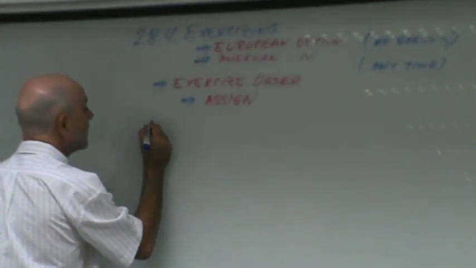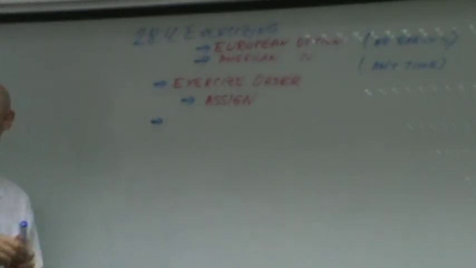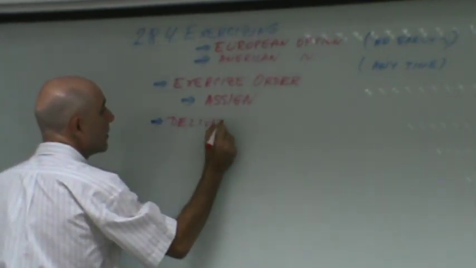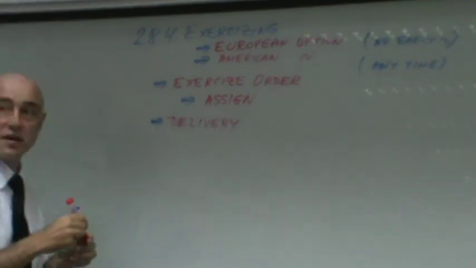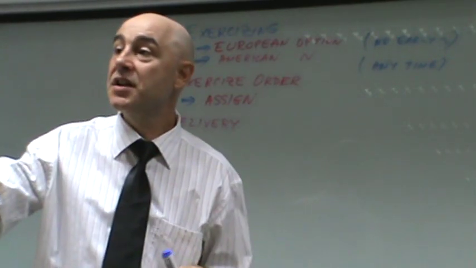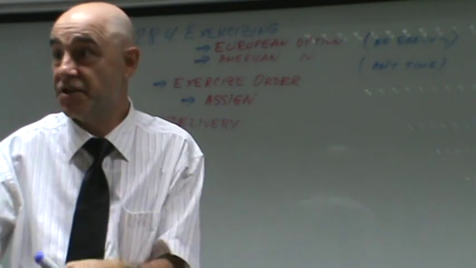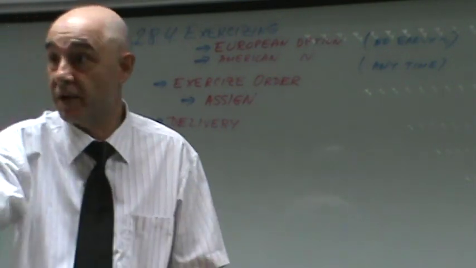Sometimes you may have delivery. So you got 7 stock options. You deliver 700 contracts. Okay, so just say, hey, 700 contracts here. Okay, give me the money.